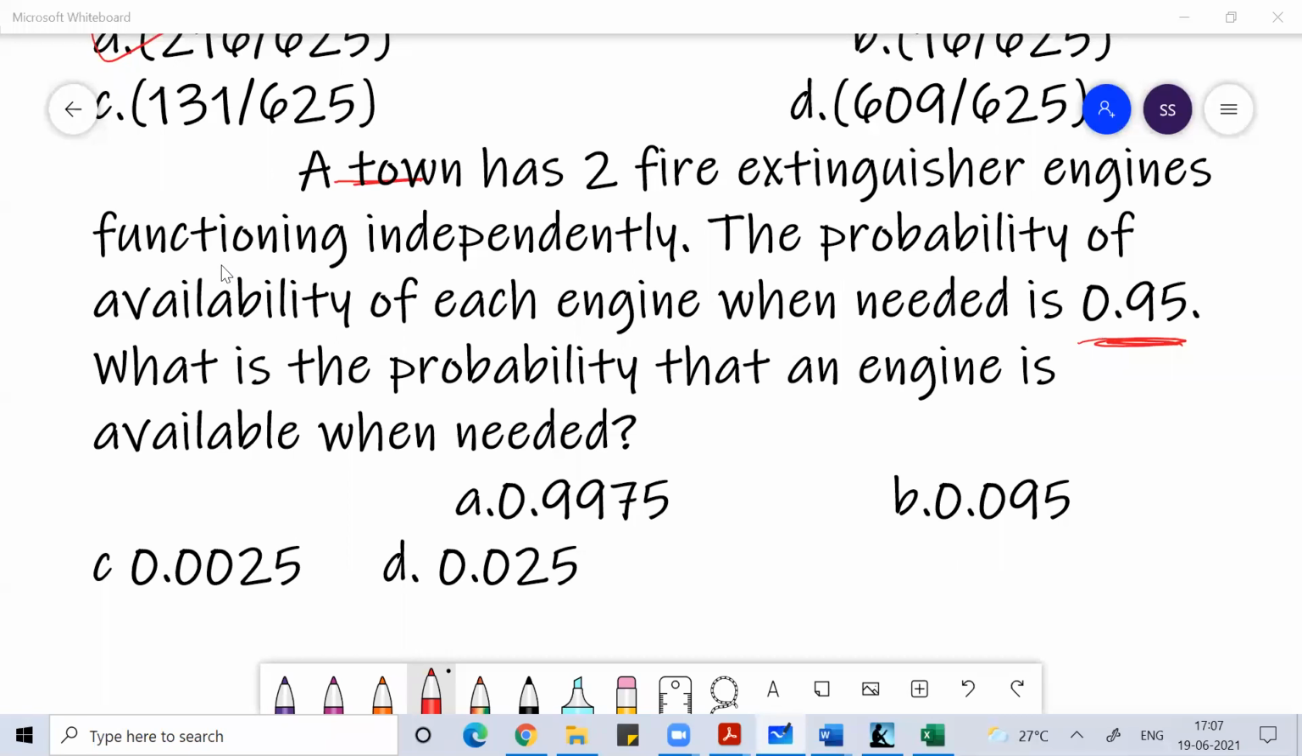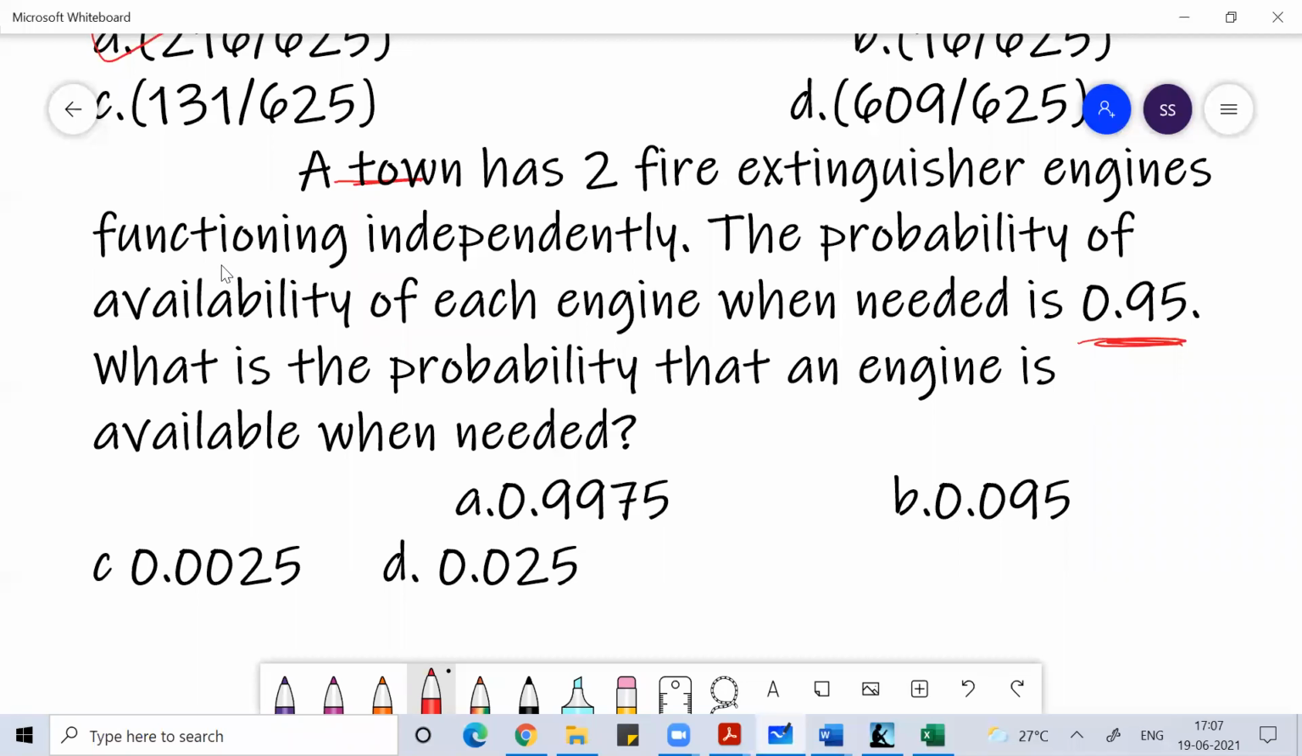So two fire extinguisher engines are there. Both are working independently. The probability that any engine is available when needed is 0.95. So whenever you need it, there is a 95% chance that the engine will come. What is the probability that an engine is available when needed?